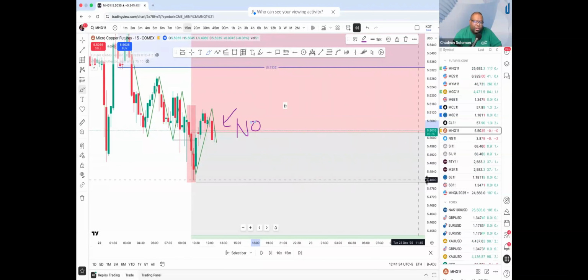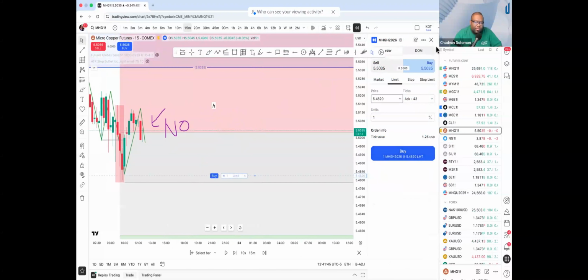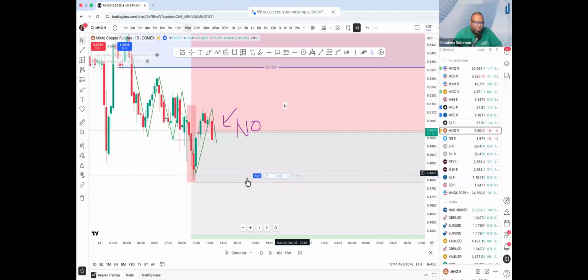Where do I put my alert? I go down here and I simply put an alert over here that tells me to add an alert. Oh, sorry, what am I doing? Adding an order. Oops.